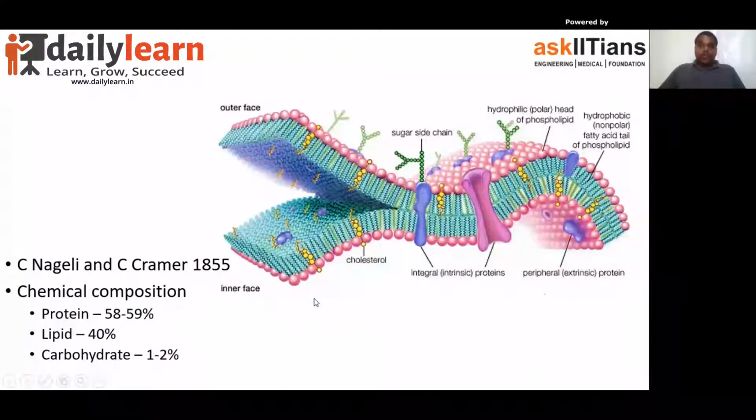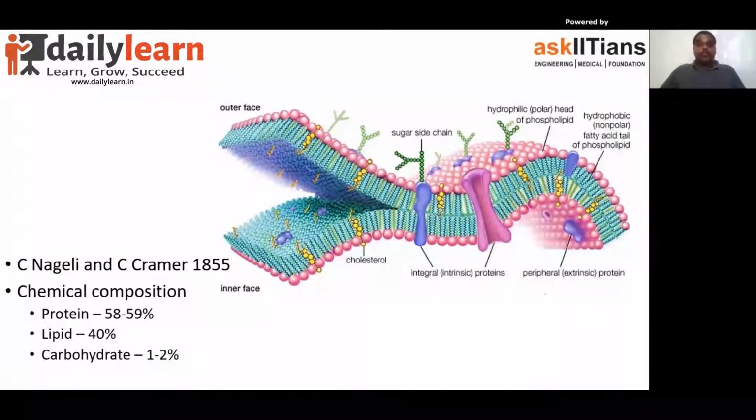The topic which we are going to discuss is plasma membrane. When we talk about plasma membrane, the term is what is more important for you to understand. Plasma means the plasma constituent of the cell, and the membrane which encloses the plasma is called plasma membrane. The other name of plasma membrane is cell membrane. Why is it called cell membrane? The membrane defines the cellular space. That is why it is called cell membrane. So who discovered its presence? It is C. Nageli and C. Kramer in the year 1855 who discovered the plasma membrane.